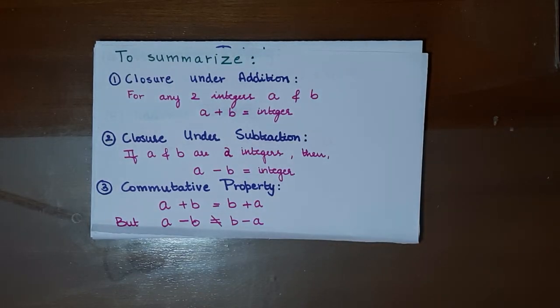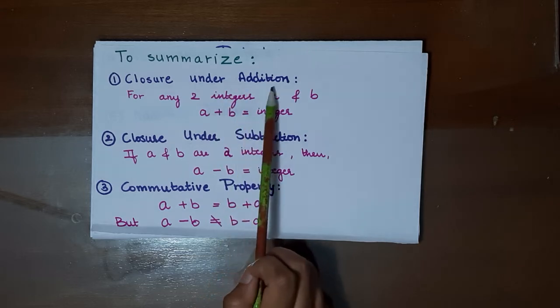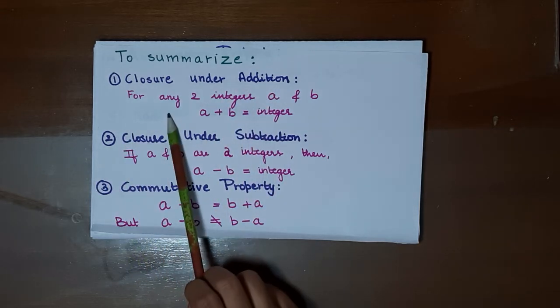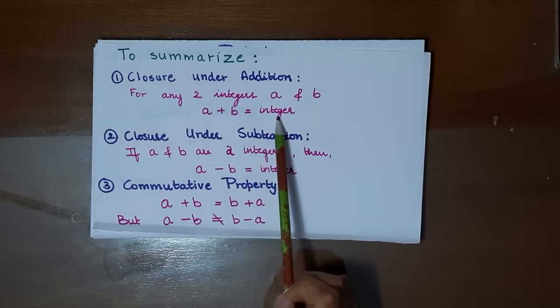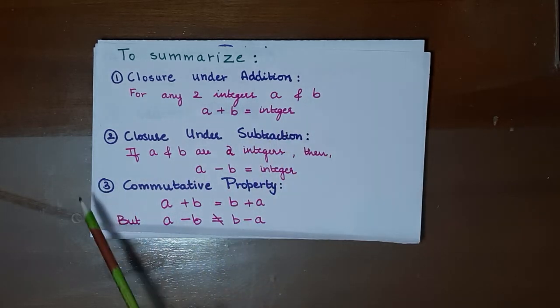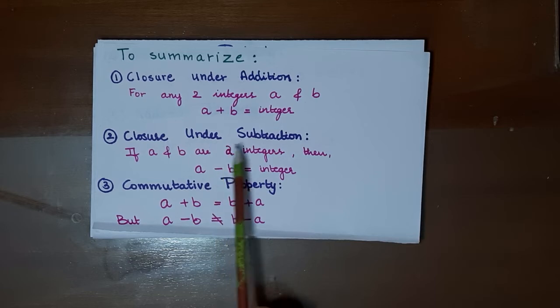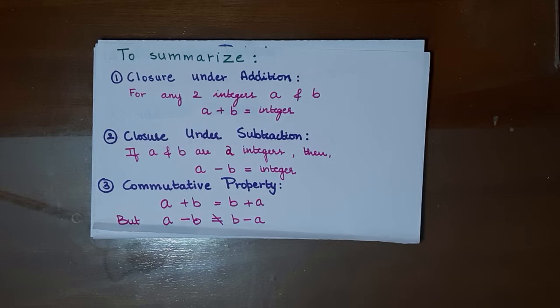ಇವಾಗ ಎಲ್ಲ 5 ಪ್ರಾಪರ್ಟೀಸ್ ಏನು ಕಲ್ತ್ಕೊಂಡಿದ್ದೀವೋ ಎಲ್ಲ ಸಮ್ಮರೈಸ್ ಮಾಡೋಣ. ಈಗ ಫಸ್ಟ್ ಏನು ಕಲ್ತ್ಕೊಂಡ್ವಿ? ಕ್ಲೋಜರ್ ಅಂಡರ್ ಅಡಿಷನ್ ಮೀನ್ಸ್ ಫಾರ್ ಎನಿ 2 ಇಂಟೀಜರ್ಸ್ a and b, a plus b results in an integer. Second property, closure under subtraction. If a and b are any 2 integers, then a minus b is also an integer.